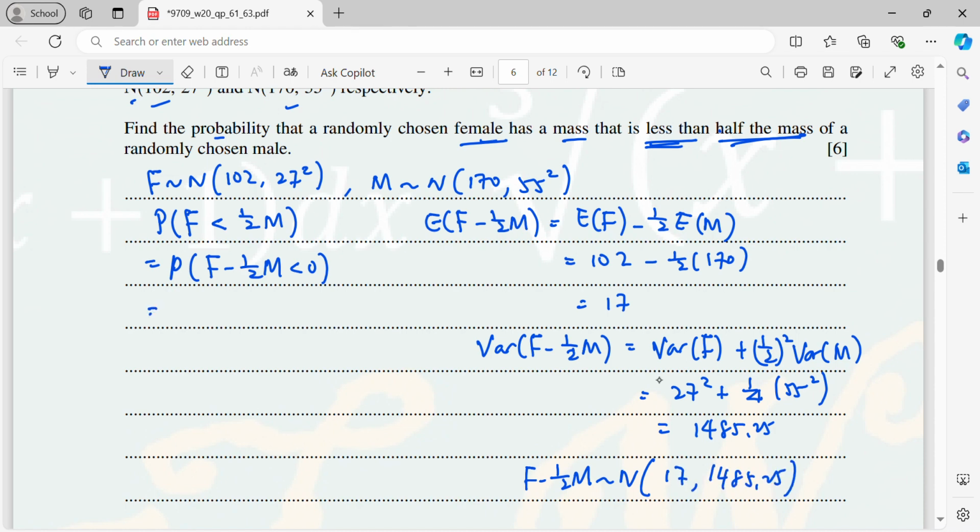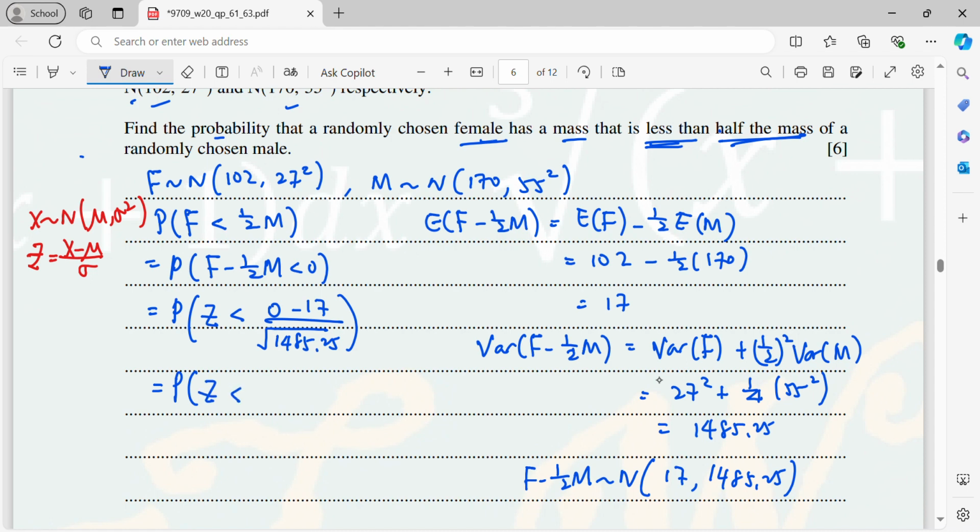Now I can solve the question using the normal distribution. For your information, if X is normally distributed with mean mu and variance sigma squared, our standardized normal random variable is (X minus mu) over sigma. So when I standardize this, I will get the probability of Z less than (0 minus 17) over the square root of 1485.25. This is going to be less than negative 0.441.